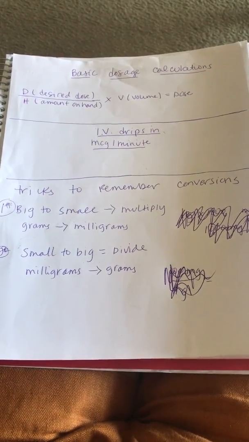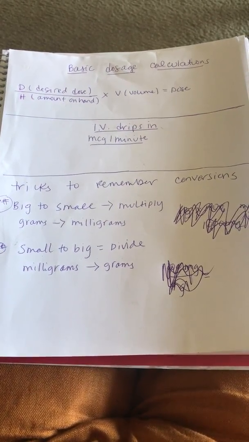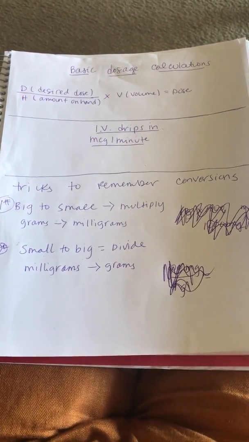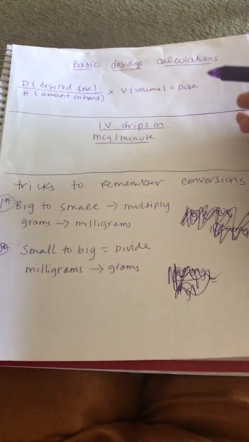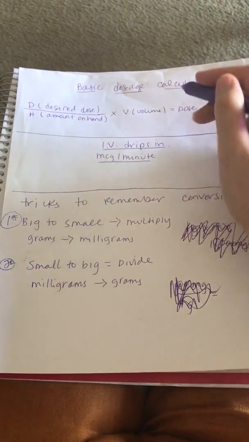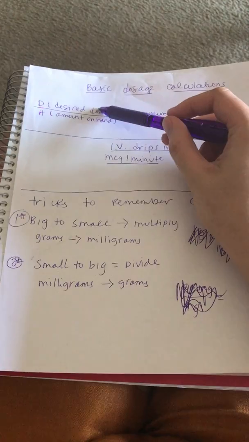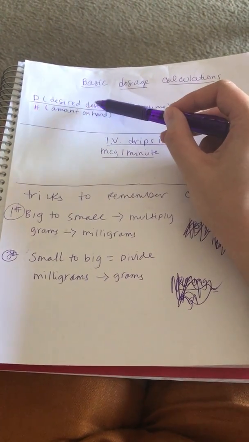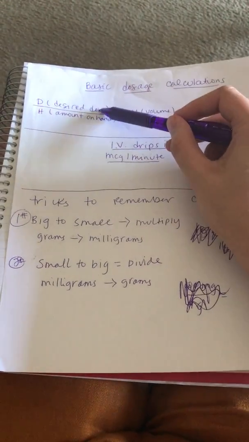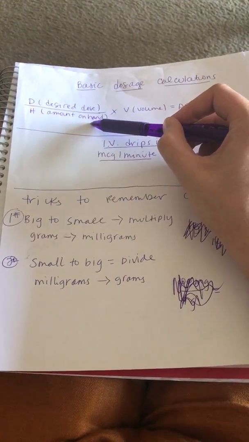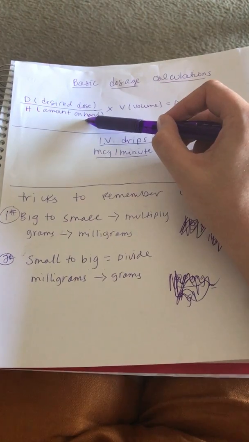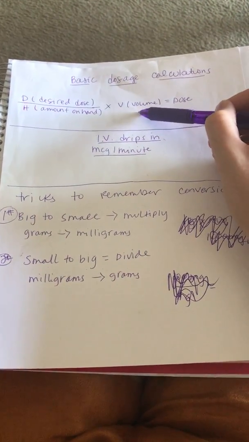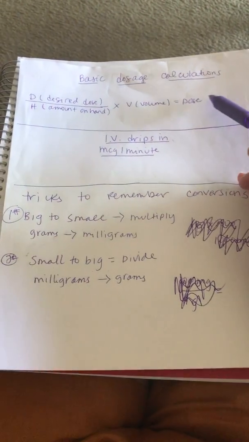So today I'm going to be going over some math. These are some of the basic formulas that I use. This top one is a really basic one. We have the desired dose up here divided over what the doctor's order is. Below here is what we have on hand, say what the pharmacy's given us, times the volume that we have is going to equal your dose.